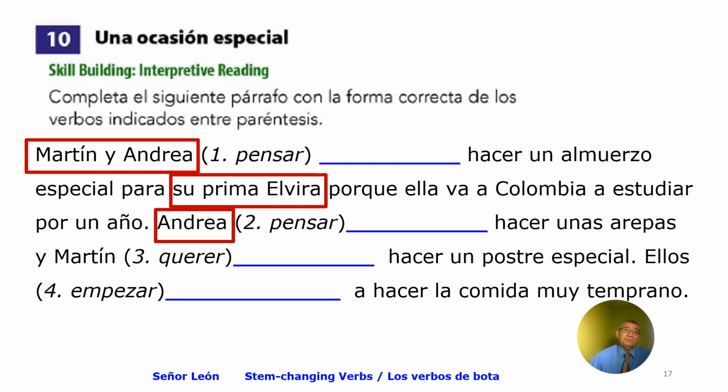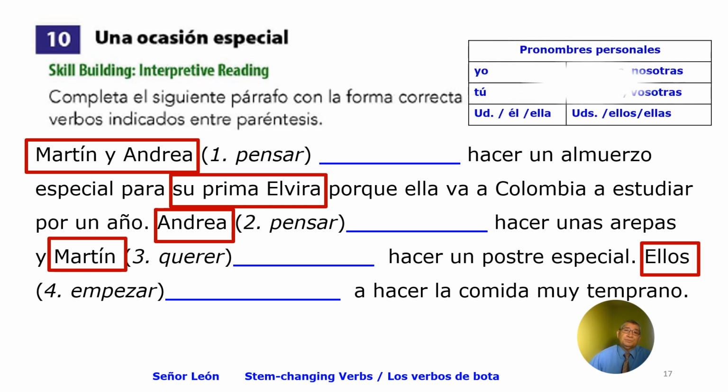Andrea, Martín, ellos. It is okay to make mistakes, but never leave a blank answer. That is the worst mistake you can make when conjugating verbs or filling any information. Don't leave any blanks.